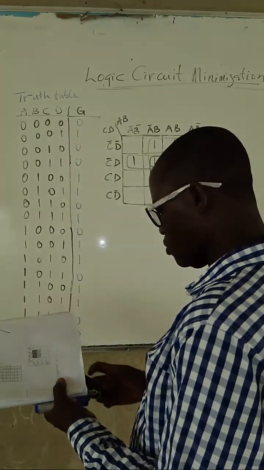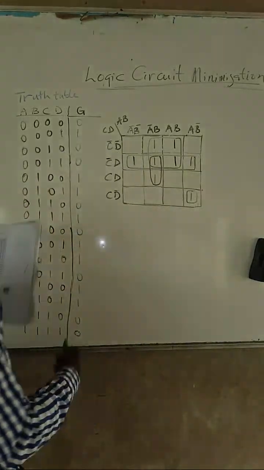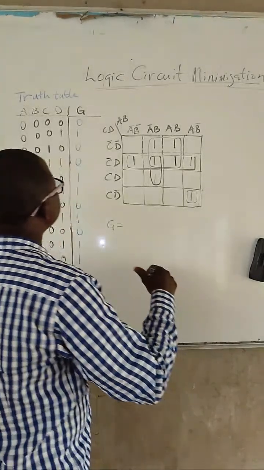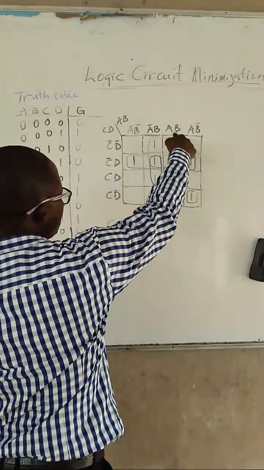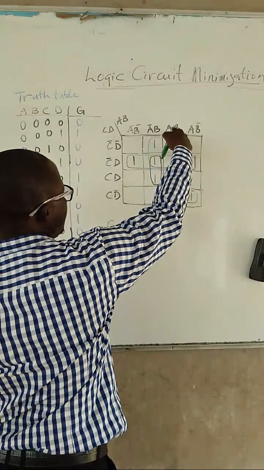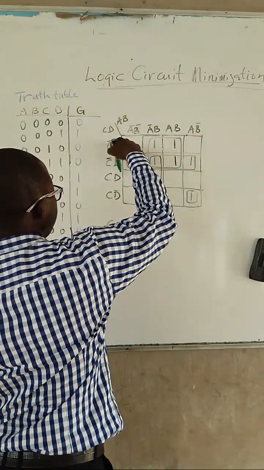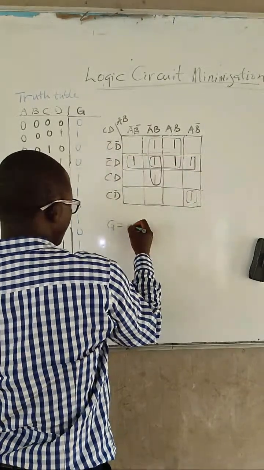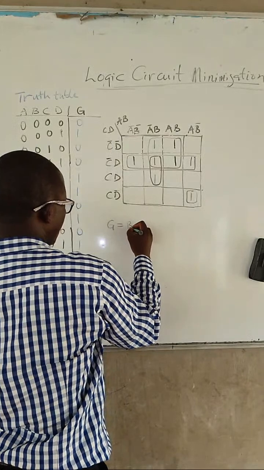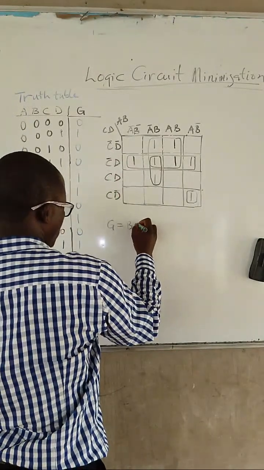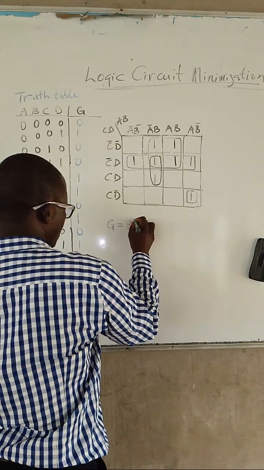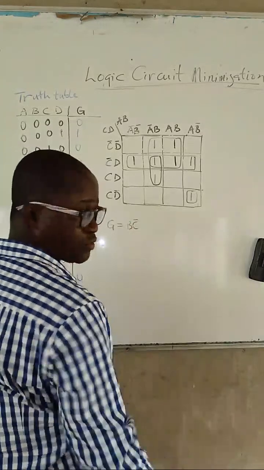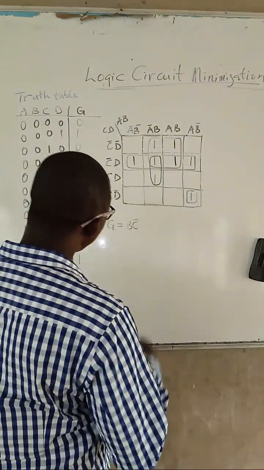What they entail. So we can now say G equals, for this particular 4, we have A bar changing to A, B remains. Then C bar remains as C bar, D bar has changed to D. So we have B, C bar as a product. That's what you have here.